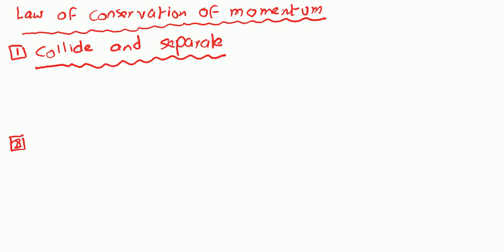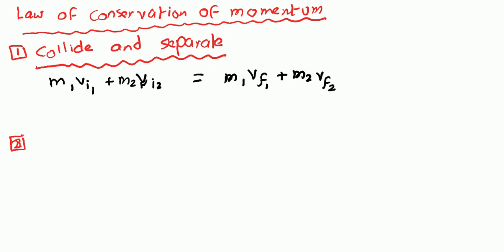Well, in this case, we use the formula M1 V initial 1 plus M2 V initial 2 equals M1 V final 1 plus M2 V final 2. Total momentum before collision equals total momentum after collision. Well, let's talk about the second case.